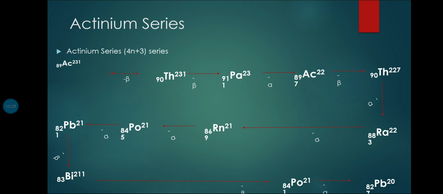Bismuth once again emits a beta particle, so the atomic number increases by 1, and you can see there is no change in the mass number. That is, the bismuth and polonium have the same mass number, and polonium 211 emits an alpha particle. By emitting an alpha particle, the stable isotope of lead is formed, lead 207.